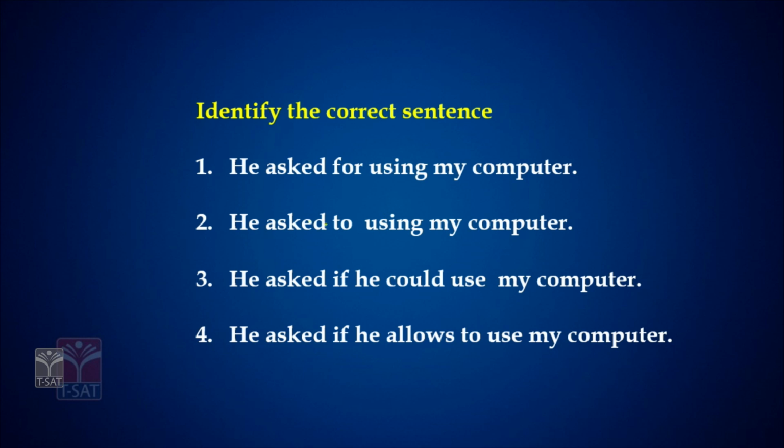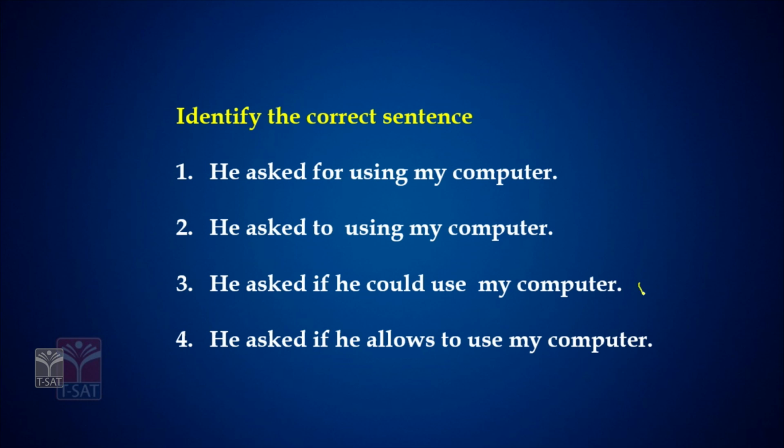Now, you can see number 1, he asked for using my computer. Number 2, he asked to using my computer. Generally, to is followed by a plain infinitive. So, to using is not generally used. It should be to use. Anyway, we will have to eliminate 2 also. Now, the first one, he asked for using my computer. He asked if he could use my computer. Between these 2 sentences, sentence number 3 is better. So, this is the correct one. Now, let's go to the next one.